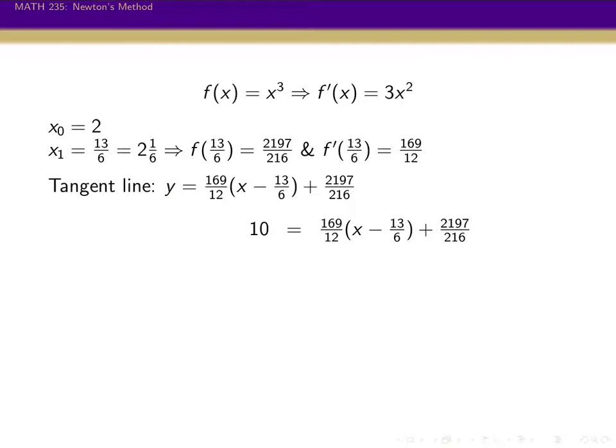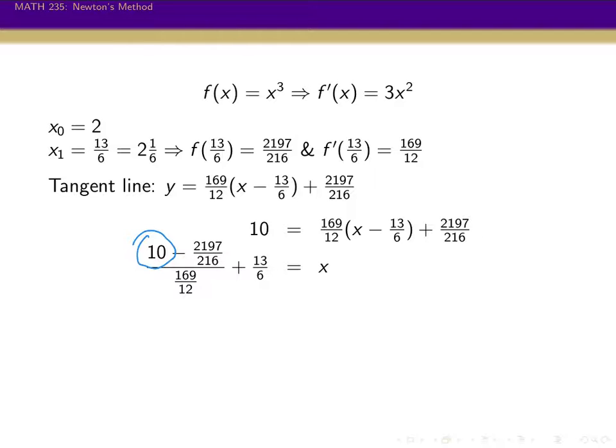And so here we set the tangent line equal to 10, and we're going to solve for x again. And it's the same process as before. We're going to move the 2197 over 216 over, divide by the 169 divided by 12, and then lastly, add 13/6. And so that's what we get. And so again, this 10 is coming from the value we're trying to get. We're trying to figure out where f of x equals 10.